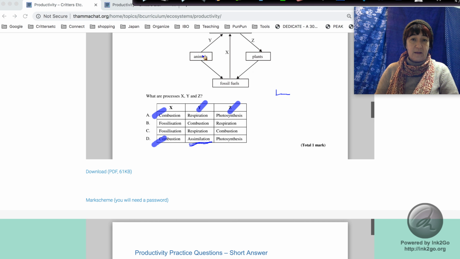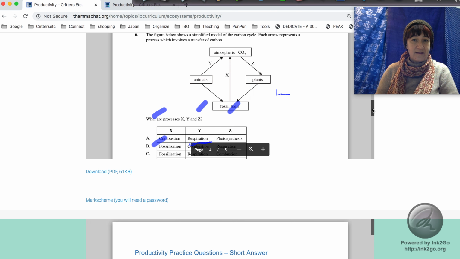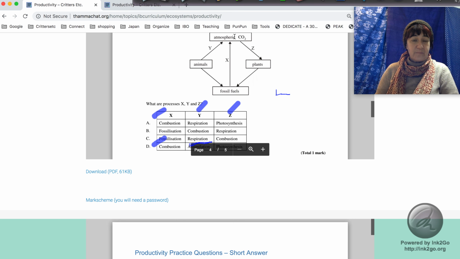So if an animal is assimilating food, it isn't releasing carbon dioxide in the process. So that would not be the correct answer as far as I can tell, because I'm not looking at the answers first, but the answer would be respiration.